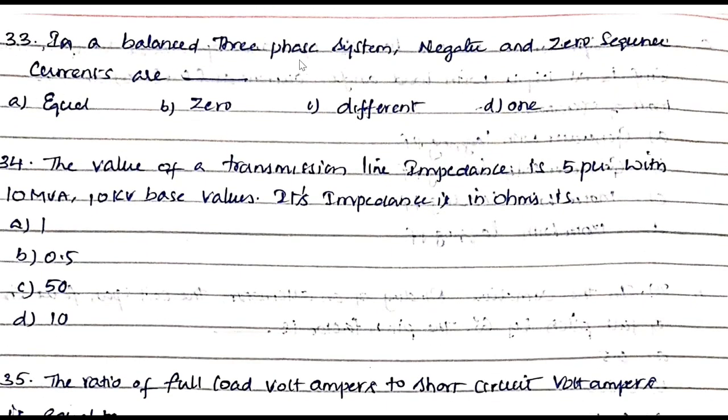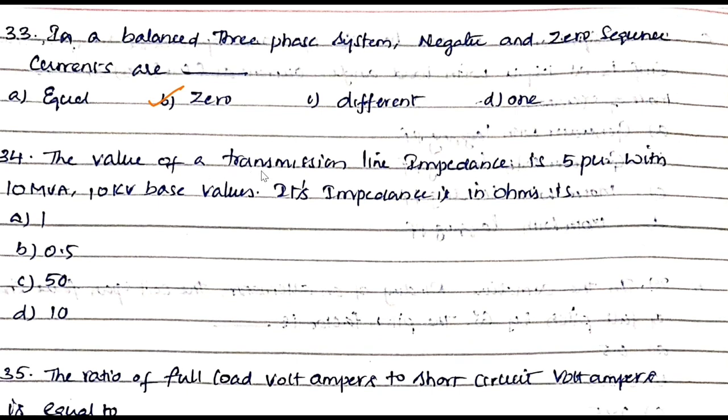In a balanced three-phase system, negative and zero sequence currents are, okay, so what are the currents? So they are equal, they are zero, they are different, they are one. Okay. So in a balanced system, the negative sequence and zero sequence currents are zero, they are absent. They are present only in case of an unbalanced system. In a balanced system only the positive sequence will exist. Next one.